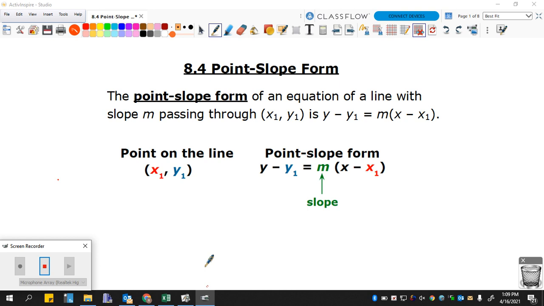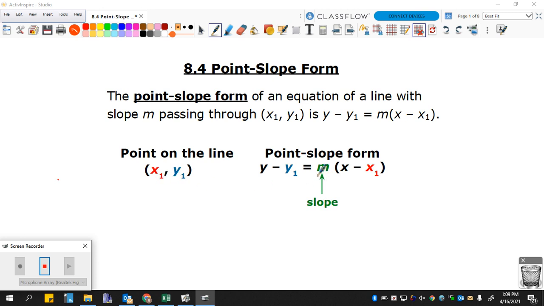It is an equation that tells you what one point is on that line, and then also what the slope is on that line. So the point-slope form of a line is y minus y1 is equal to m times x minus x1, where x1 and y1 are the coordinates of one point on the line, and m is the slope.